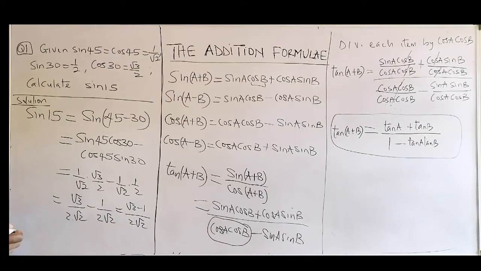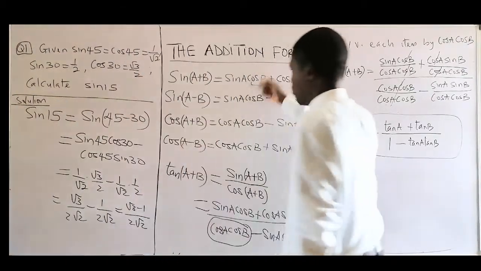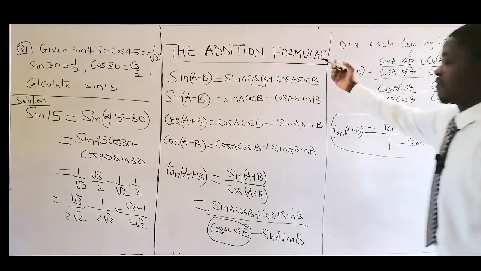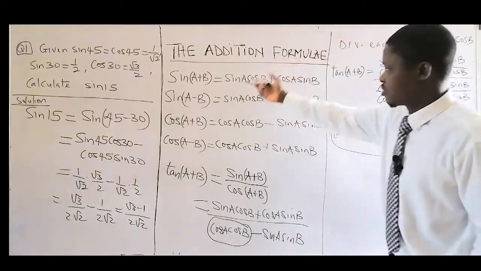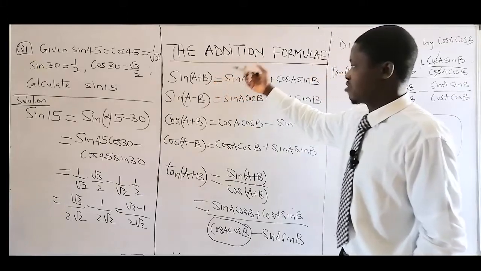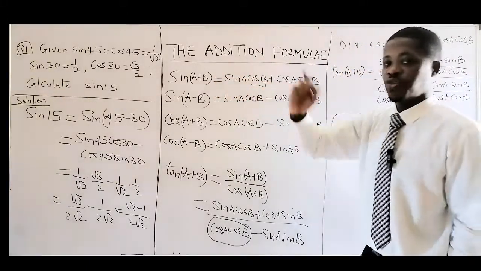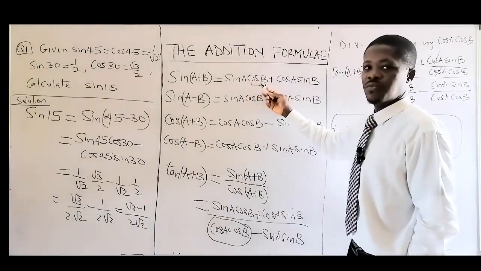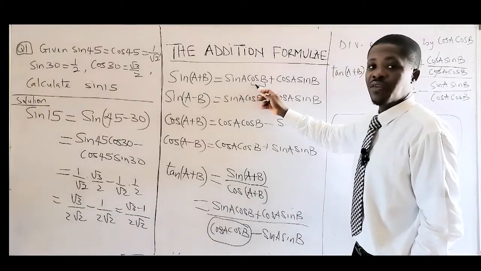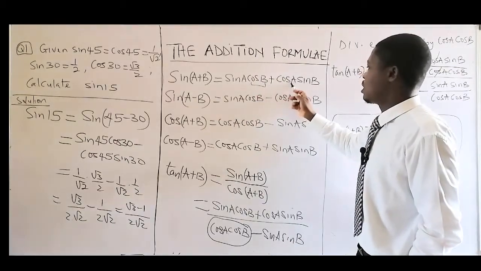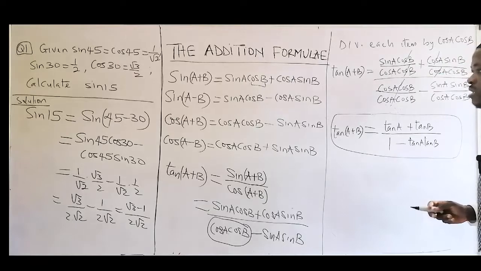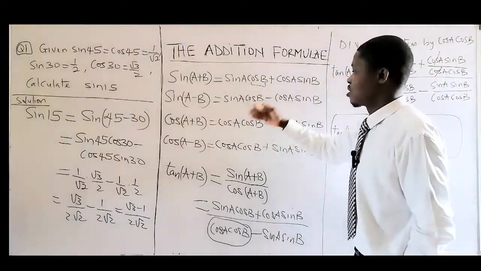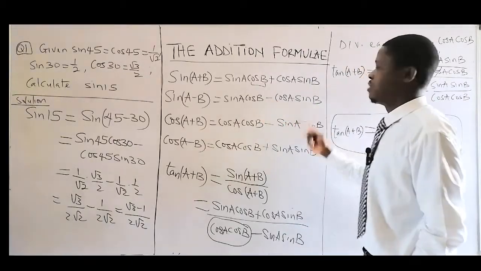Before we go to the next question, I want to quickly look at those addition formulae, and let's try to master them. We discussed sine A plus B, which alternates between sine and cos. So that will be sine A cos B, and then plus, where you stop, you start from there, cos A sine B. Then sine A minus B is the same thing also: sine A cos B, and then cos A sine B.